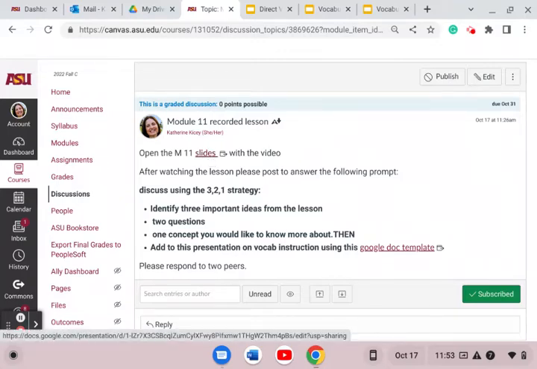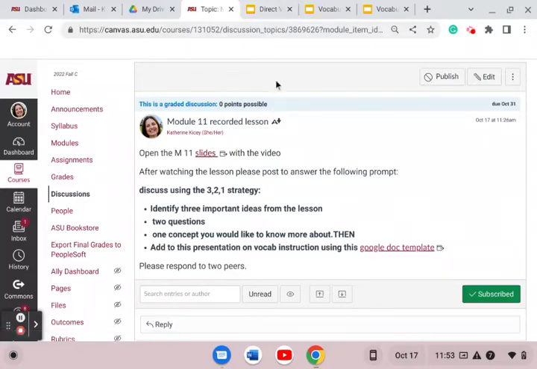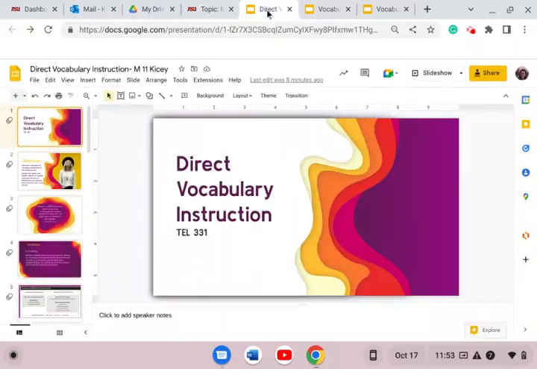So have the video in one tab and then the slides in the other tab, because I have videos, but I'm not going to play the video in my screencast. I would just love it if you paused and then played the video yourself. So let's jump right in.